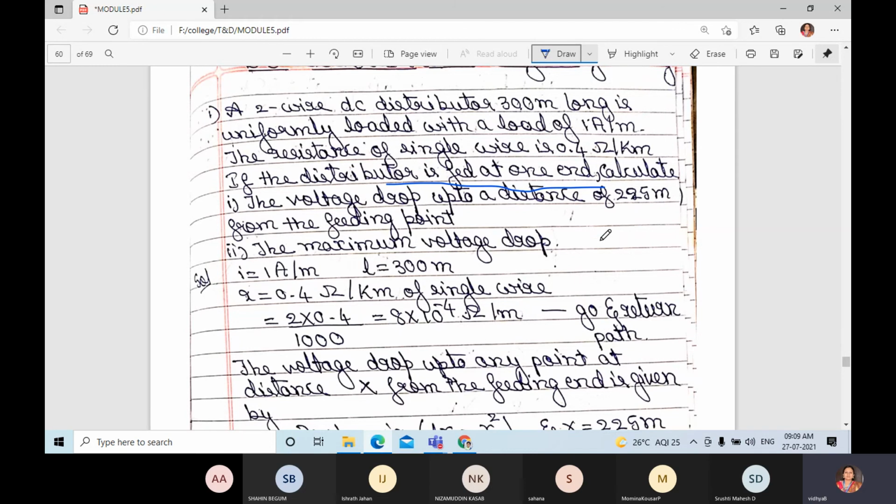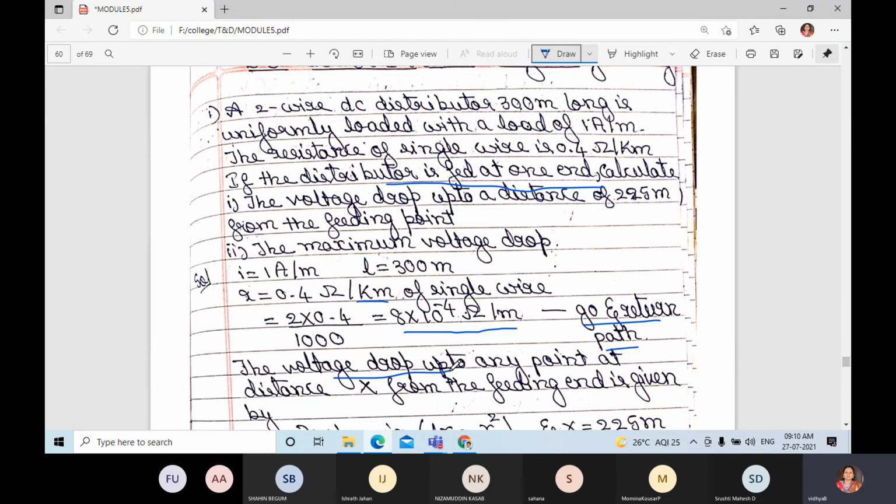That too they have given for a single wire, so we need 2 into go and return. So 2 into 0.4 divided by 1000, because they are given per kilometer. You'll get 8 into 10 to the power of minus 4 ohm per meter. That is the go and return path, so we have multiplied by 2.